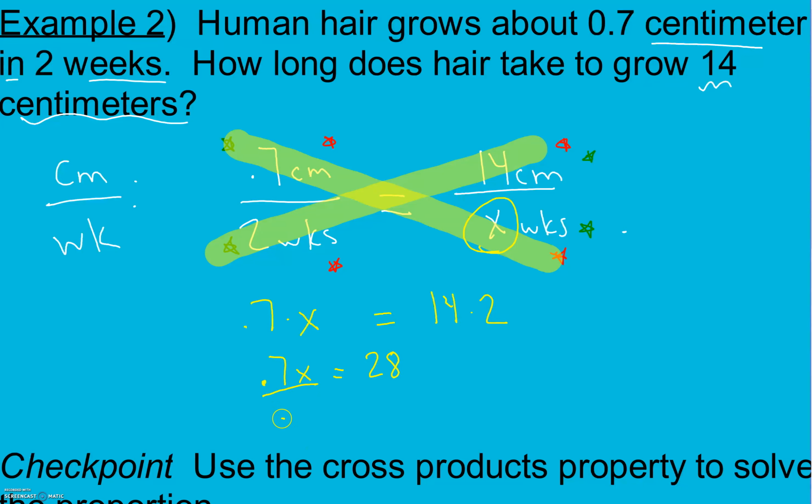To get rid of multiplication, guys, we divide. And we get x equals 40. And that's labeled in weeks. So if human hair grows 0.7 centimeters in 2 weeks, it's going to take 40 weeks for it to grow 14 centimeters.